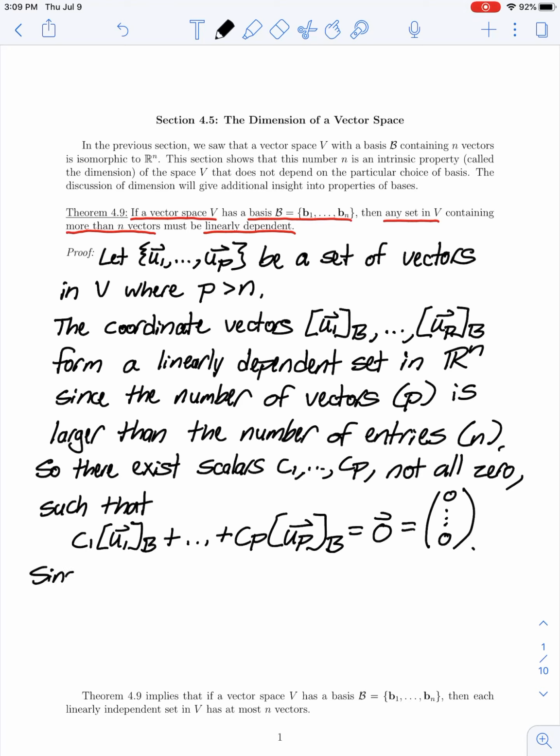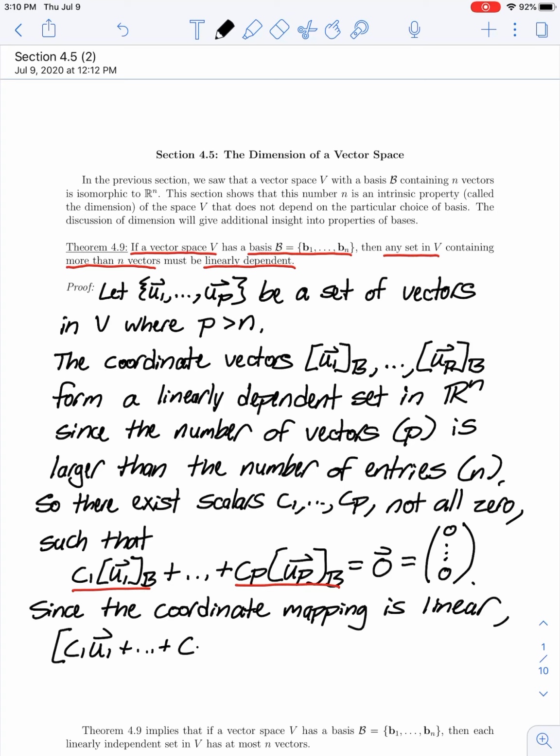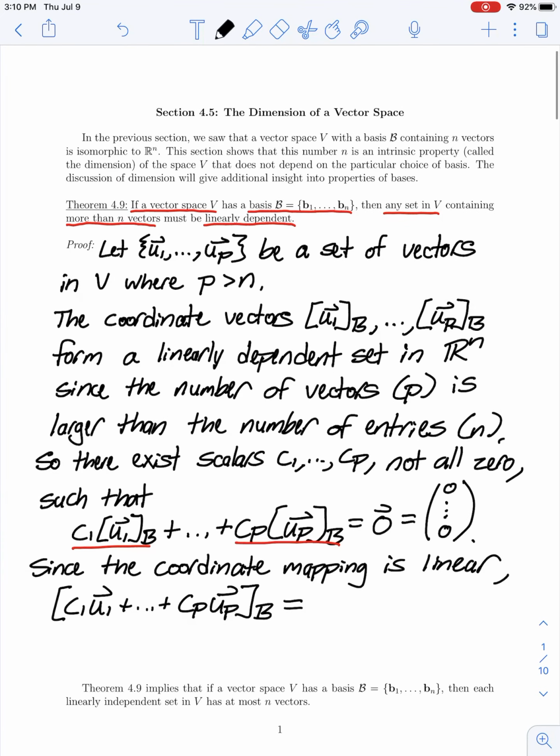Now, since the coordinate mapping is linear, as we established in our last section, this linear combination of coordinate vectors for u1 through up on the left-hand side of our equation is the same as the coordinate vector of the linear combination of u1 through up with respect to, or relative to, that basis B. So this is still equal to the 0 vector in Rn. So that is the vector of n zeros.